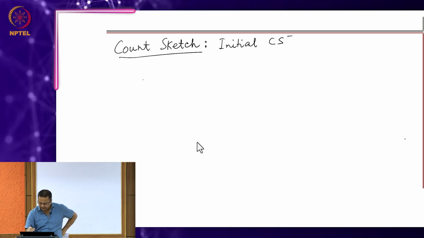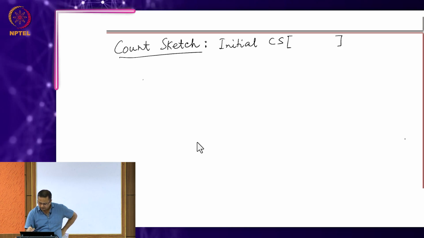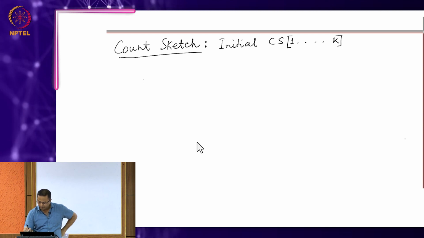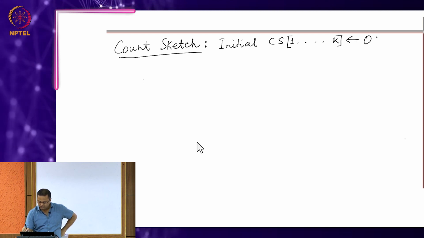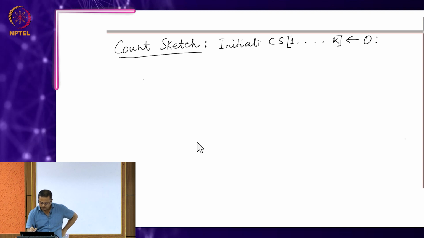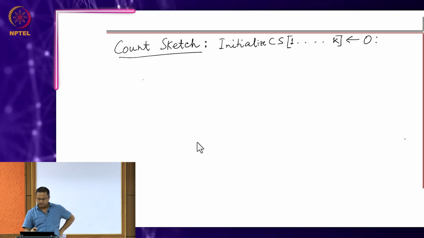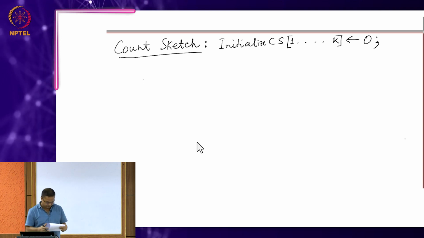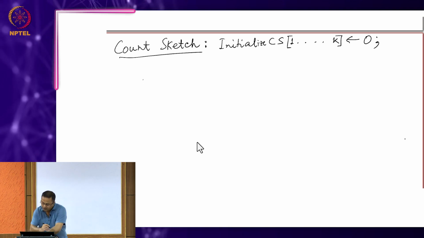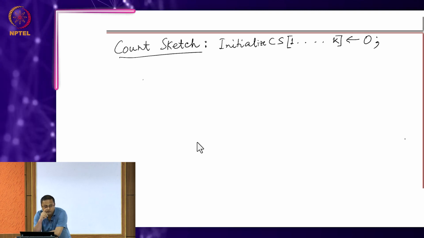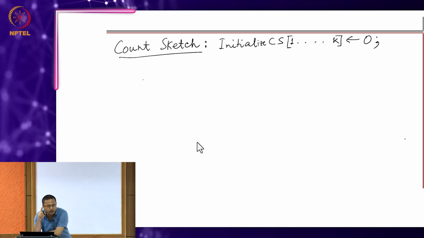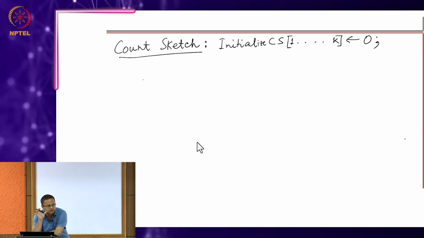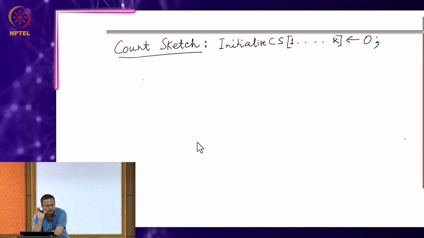So, let me call this array CS and let its size be some k. You initialize this array's elements to 0 as you start counting. Now, you have seen that in the case of count min sketch, the array size was 1 by epsilon.